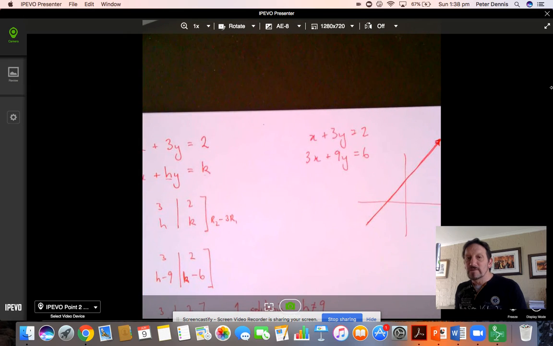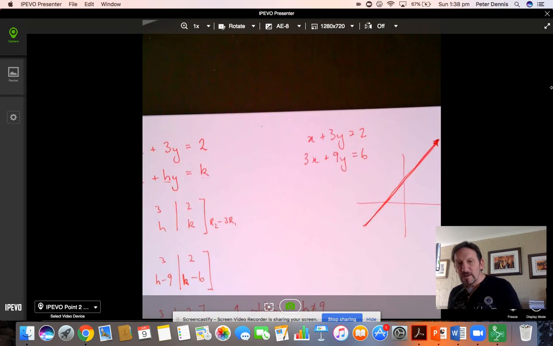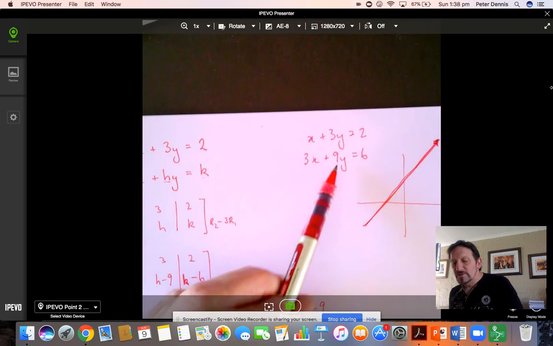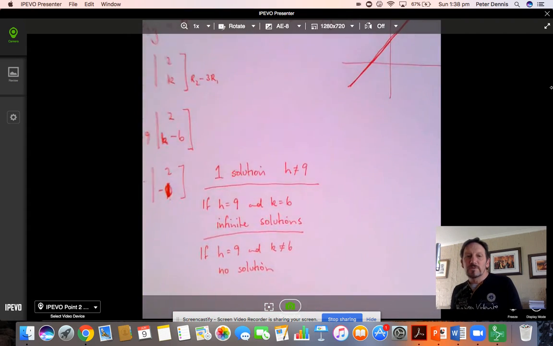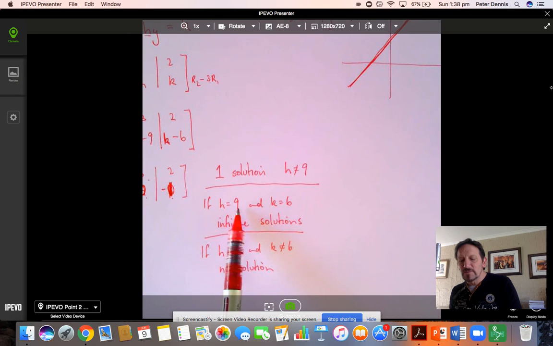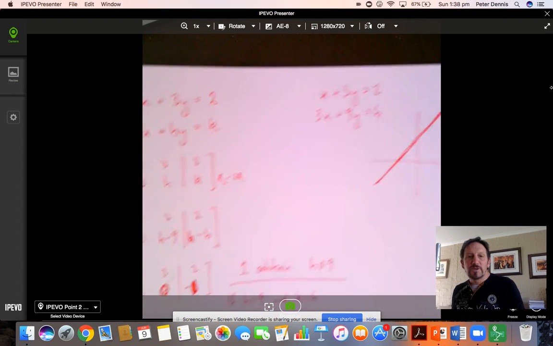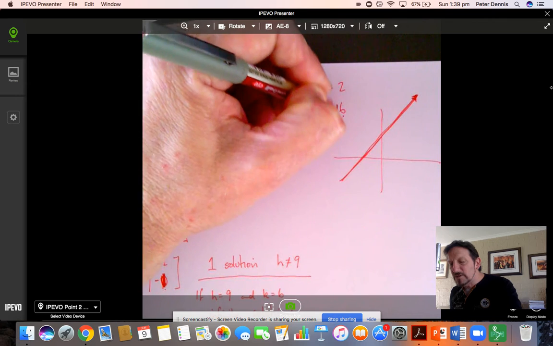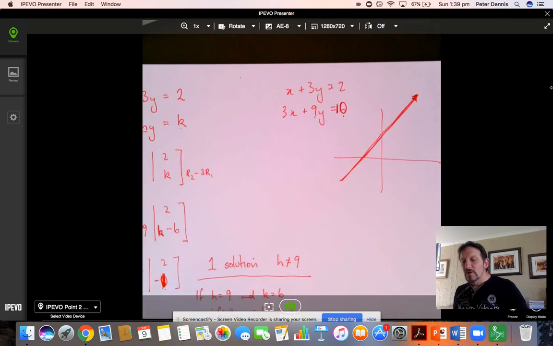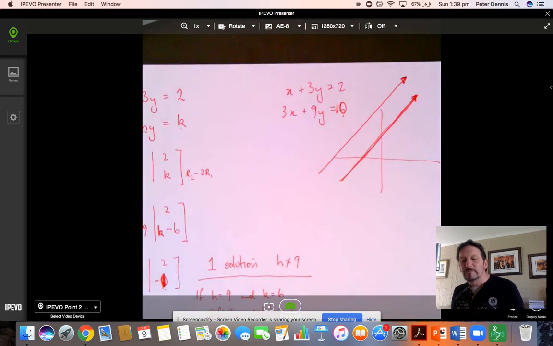So really what you've got is exactly the same graph, and that is obviously going to give us infinite solutions. So if H equals 9, K equals 6, infinite solutions, which is exactly what we got here. Suppose if H equals 9 and K doesn't equal 6, in other words, if this equals 10, what we've really done is we've drawn parallel lines.